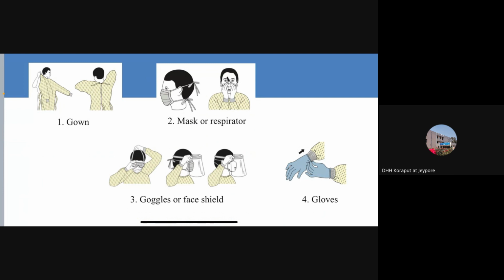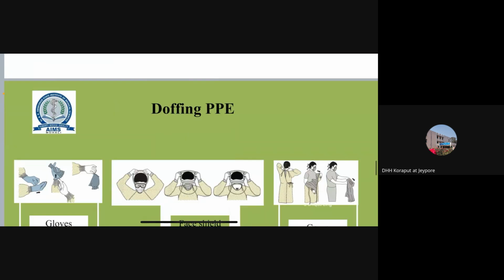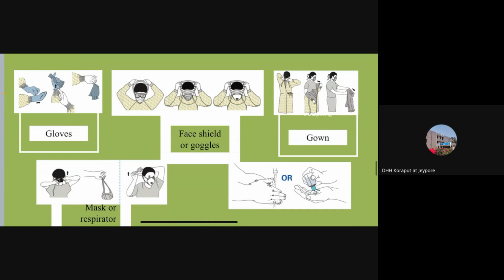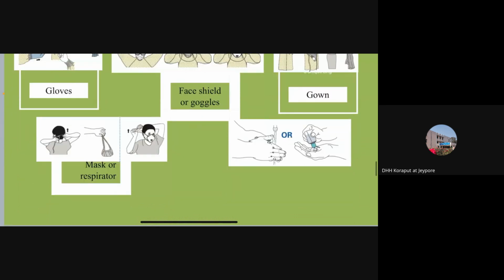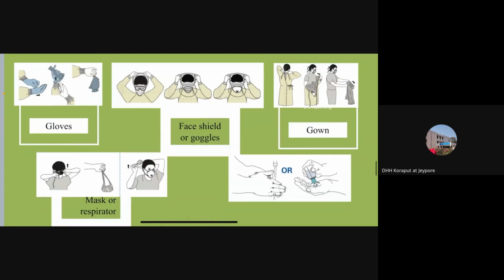Mind it, when you are donning, the gloves should be the last one, and if you are doffing, then the gloves should be removed first, followed by the face shield, gown, mask, and last, the cap. When you have done the doffing, hand hygiene should be done in the case of doffing also.